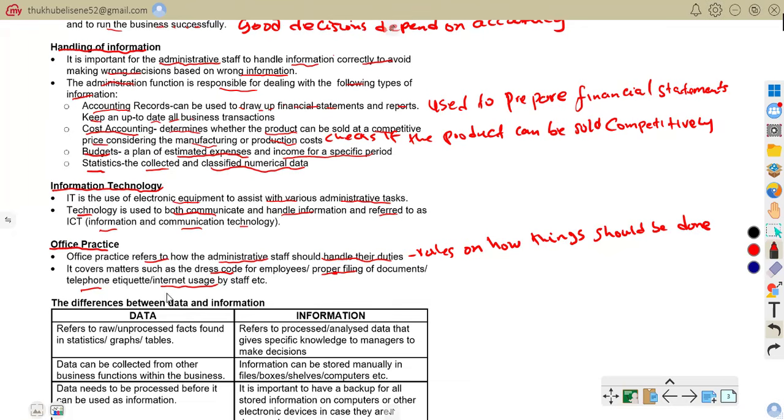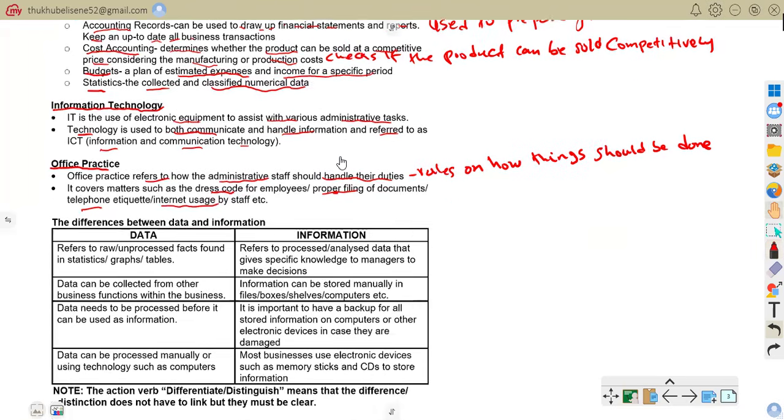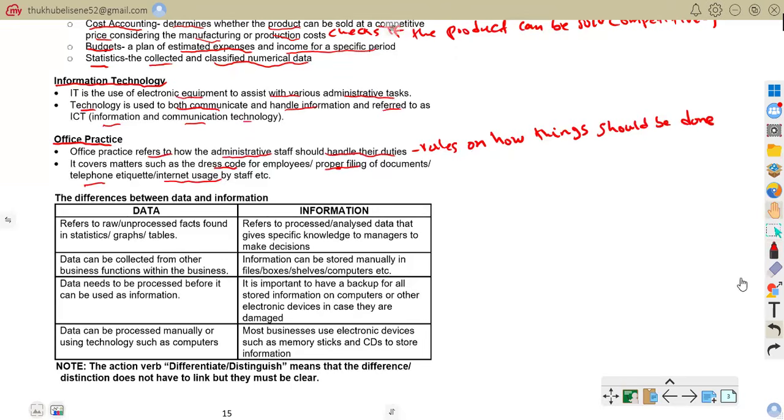That is what we talk about when we say office practice: it covers matters such as dress code, proper filing, telephone etiquette, as well as internet usage by the staff. Now let us come to the difference between data and information.